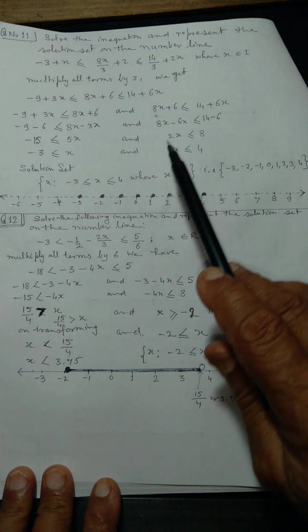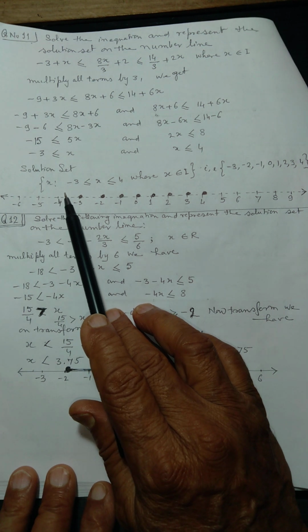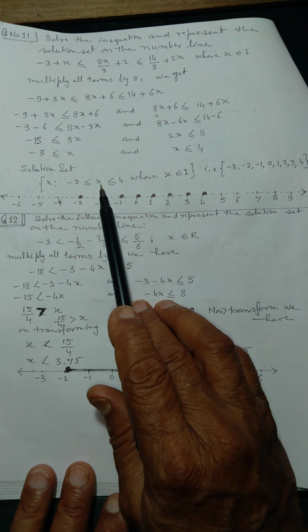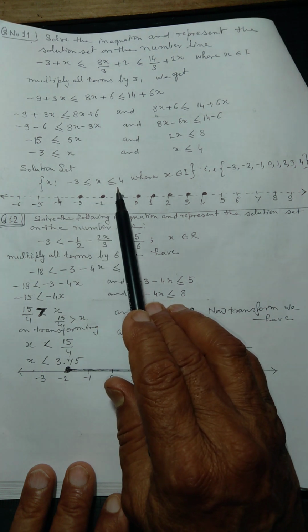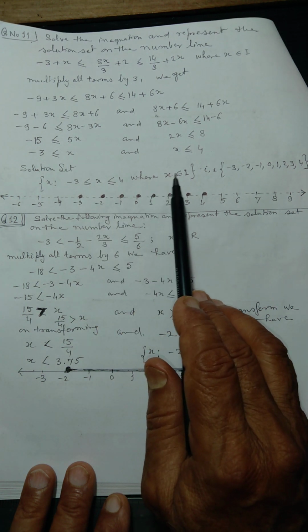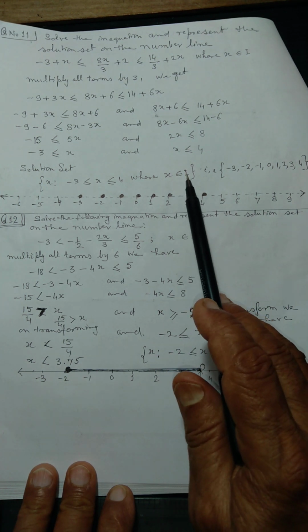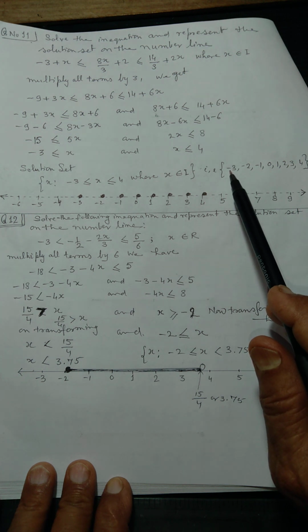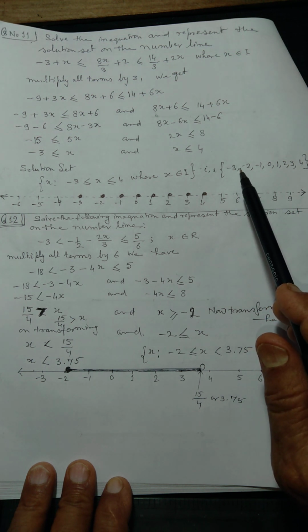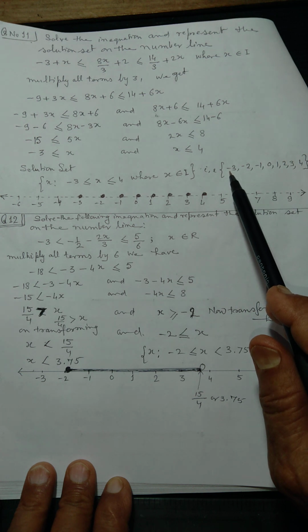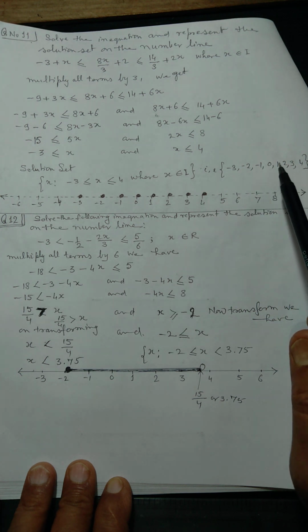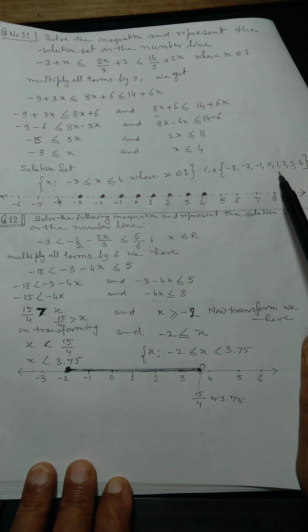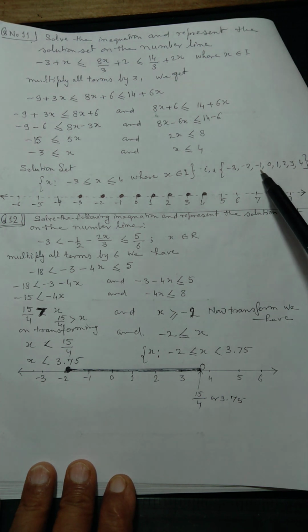Now the solution set will be like this: x such that minus 3 is less than or equal to x and x is less than or equal to 4, where x belongs to integer. That is, our solution set will be like this: minus 3, minus 2, minus 1, 0, 1, 2, 3, 4. This will be the solution set.